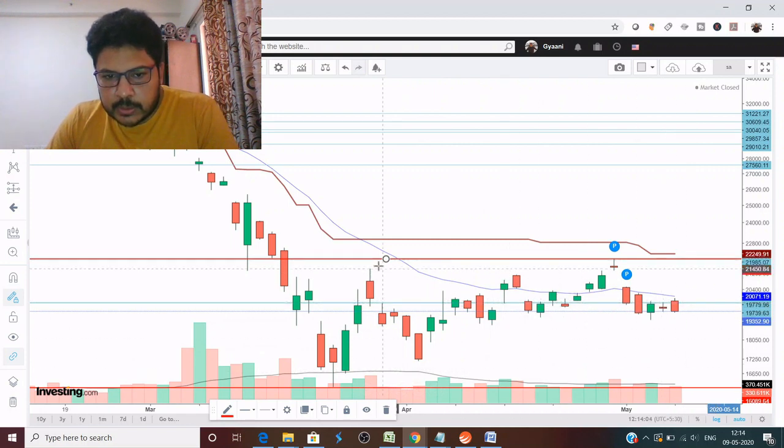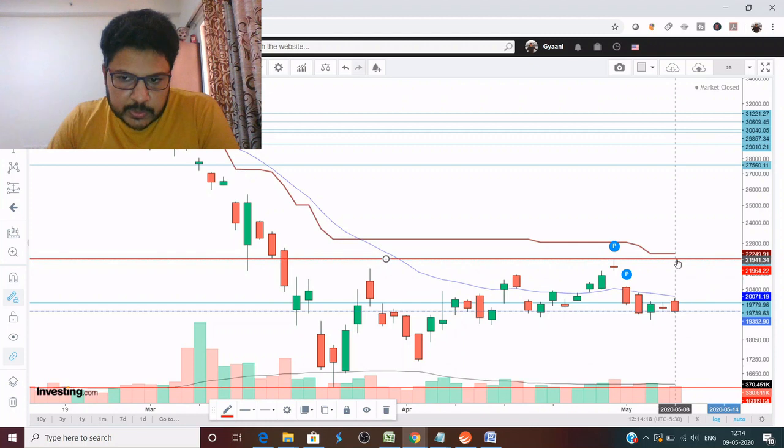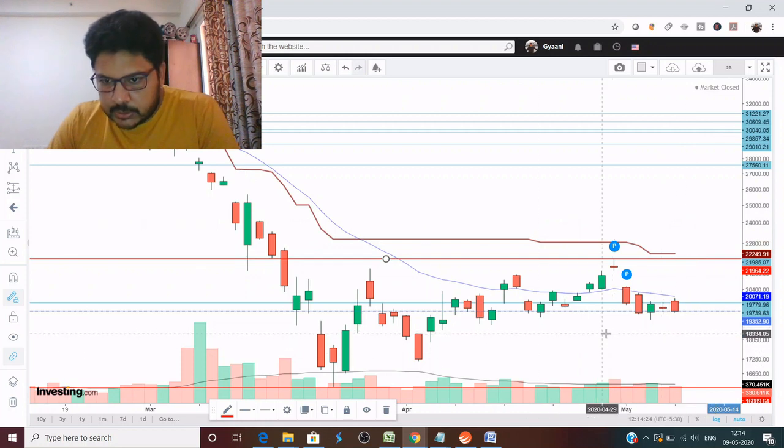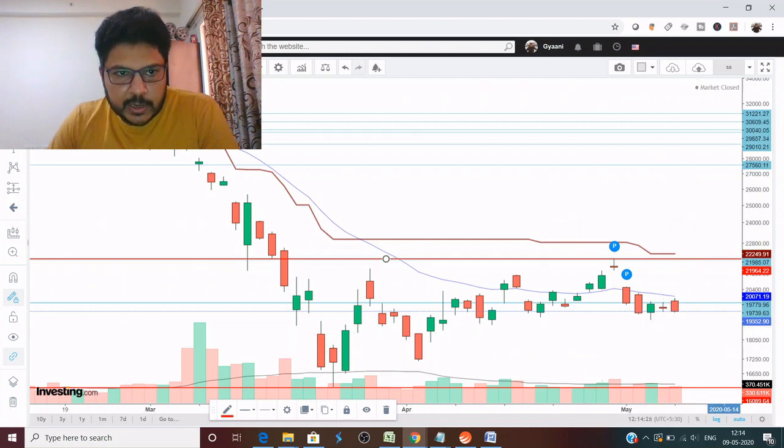Okay, so the price is moving in this range. This has formed the low, this has formed the high, and it's typically a sideways range. If it has to go down, it has to break this low. If it has to go up, it has to break this high. There is a higher possibility that it can break this high and sustain the uptrend. So this is what we can see on a daily time frame.